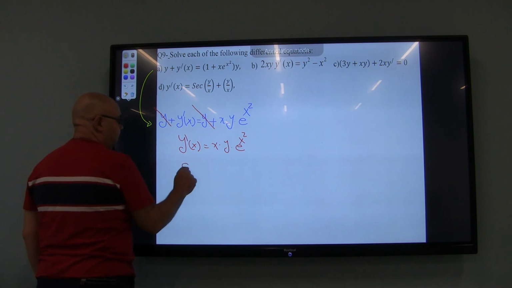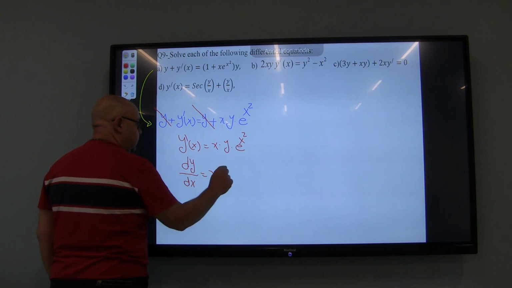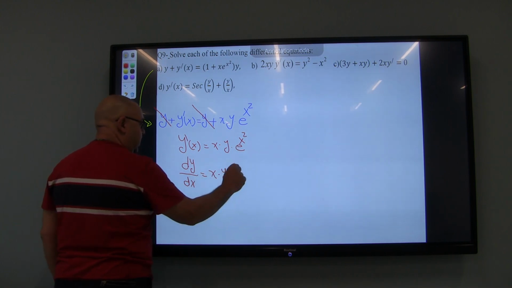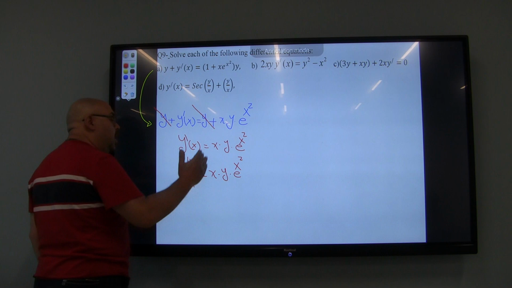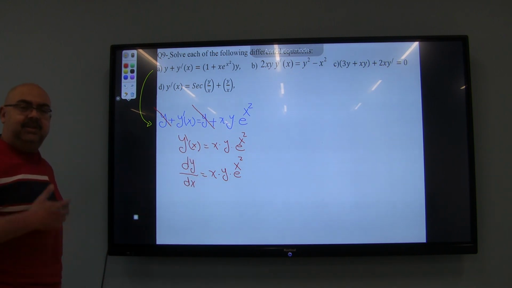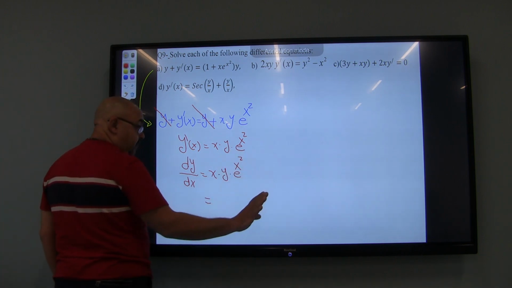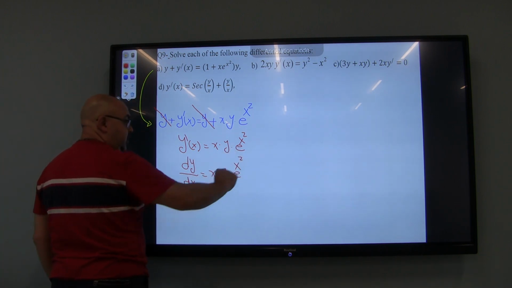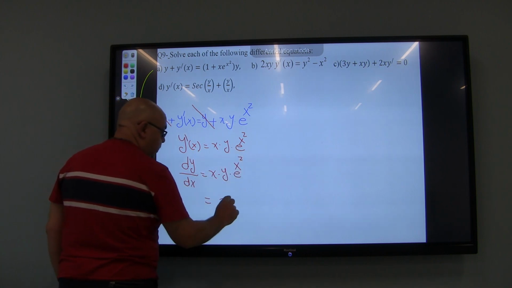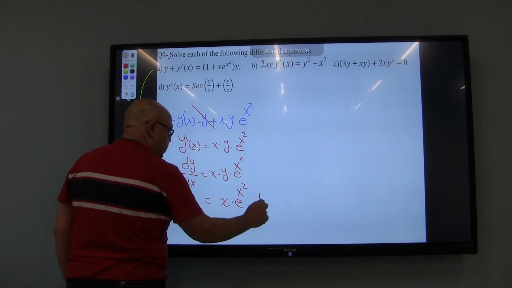I will make y dash, watch out Loay, I will make y dash dy by dx, and this equals x times y times e to the power of x squared. Try to get all the y's with dy and all the x's with dx. Try to separate both sides. So simply I will multiply dx to the other side, so it's going to be x times e to the power of x squared times dx.